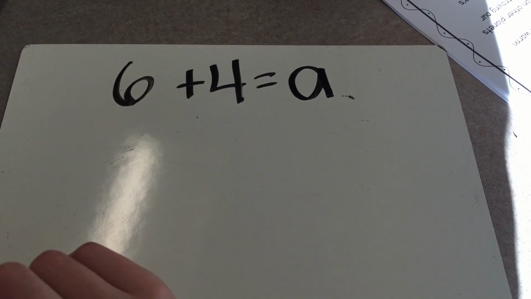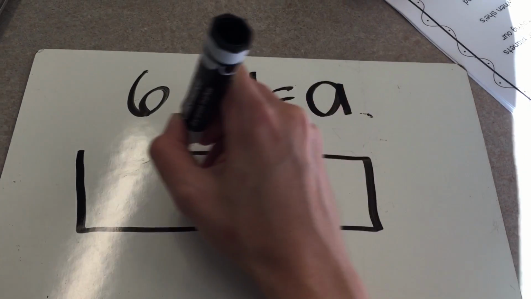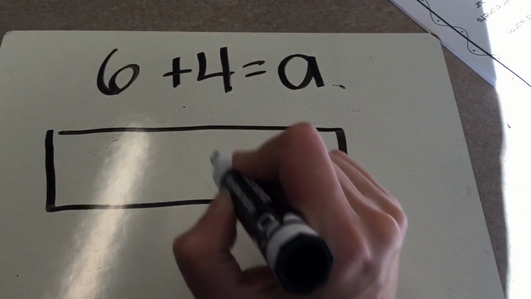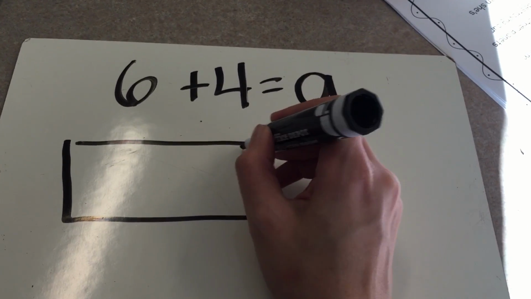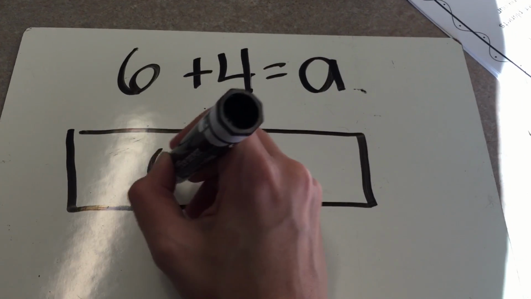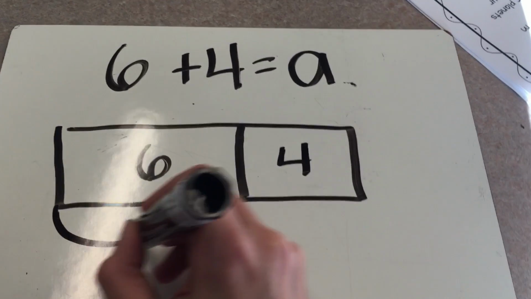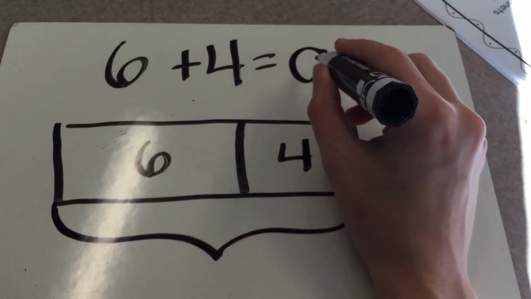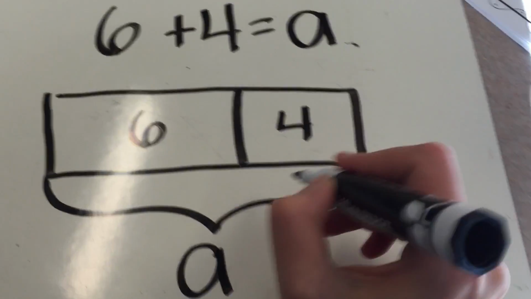In order to solve this problem using the tape diagram, first you would draw a long piece of tape. Each of your add-ins is going to live in this piece of tape. I know that 6 is more than 4, so I'm going to split it so that one side is a little bigger than the other. I'm going to write one add-in in one side, one add-in in the other side. My total, which we just said was an A, is these together.